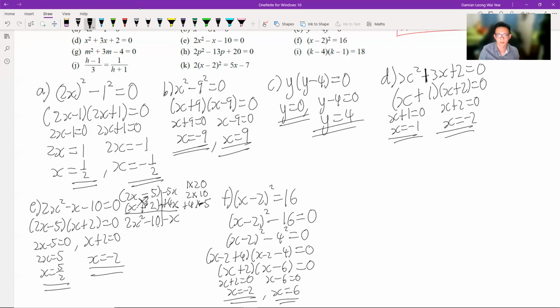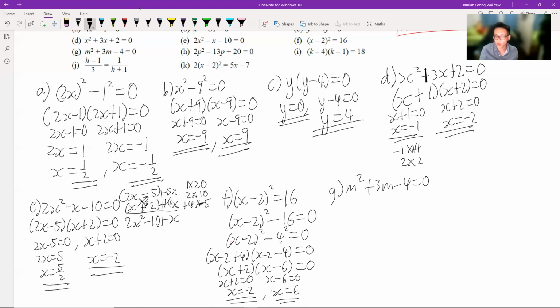Okay. Part G. M squared plus 3m minus 4 equals to 0. So this is similar to the first one. But 4 has two pairs of factors, 1 times 4 or 2 times 2. So there's a choice now. Same thing, I want to get plus 3. So to get plus 3, I need to use 1 and 4: plus 4 and minus 1.